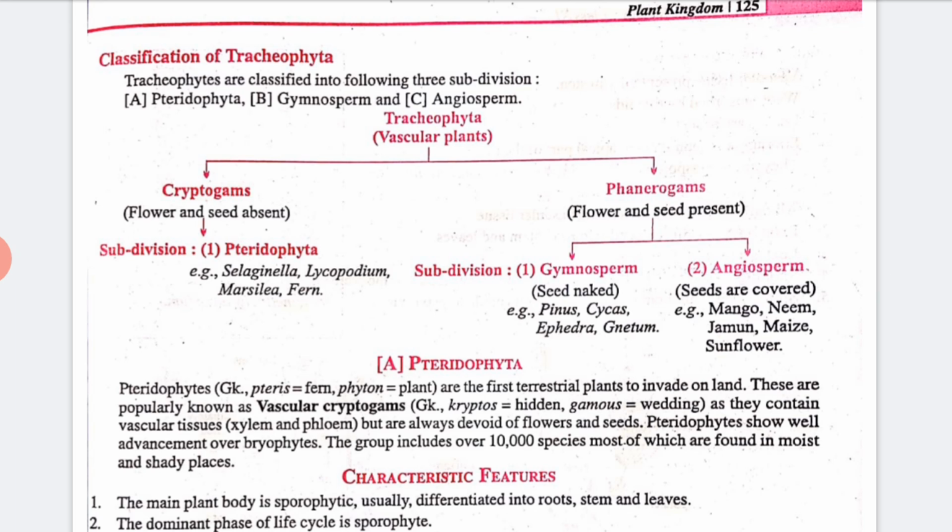Okay, so Pteridophyta are the first terrestrial plants to invade the land, and these are popularly known as vascular cryptogams. Okay, and they contain vascular tissues like xylem and phloem, but they are always devoid of flowers and seeds. Now, Pteridophyta show advancement over the bryophytes, and the group includes about 10,000 species, most of which are found in moist and shady places. Okay, so this is known as Pteridophyta.